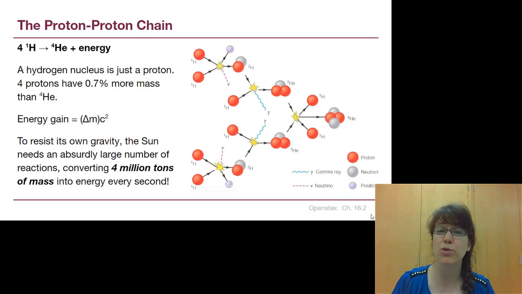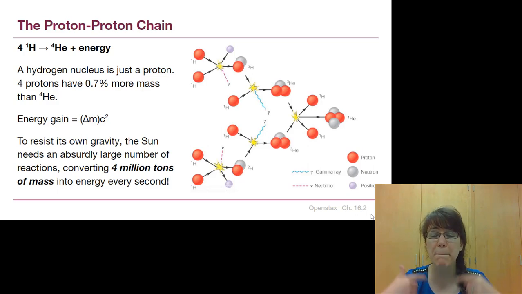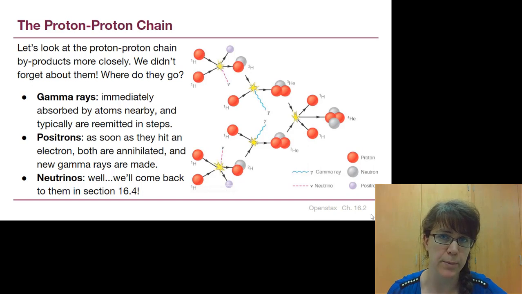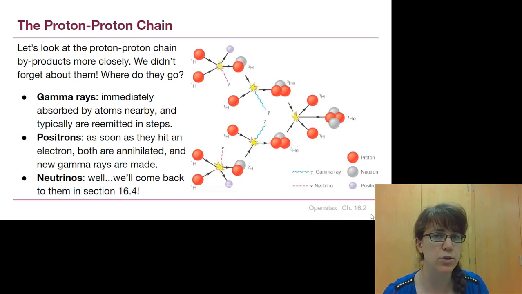In order to resist its own gravity, the sun actually has to convert 4 million tons of hydrogen into helium every single second in order to basically push back against gravity. Now, the other things that we found as we went through the proton-proton chain, and again, the reason I showed us the internal steps is so that we could see why we're making gamma rays, positrons, and neutrinos. We don't need to get into the complex chemistry, and we don't need to memorize the internal order, but it's worth making sure we know where those byproducts went.